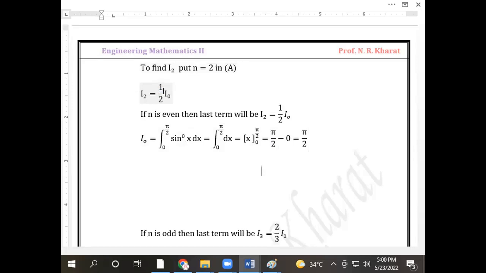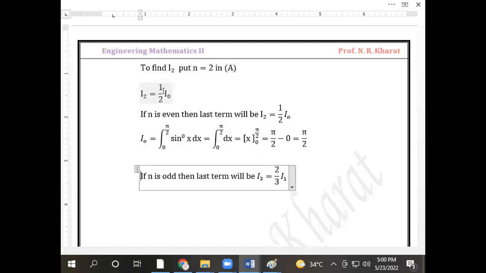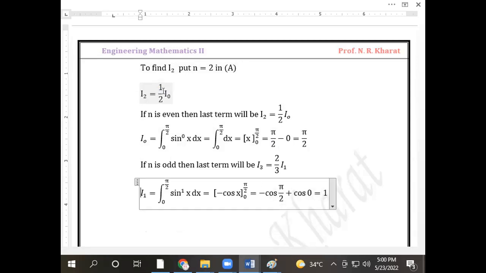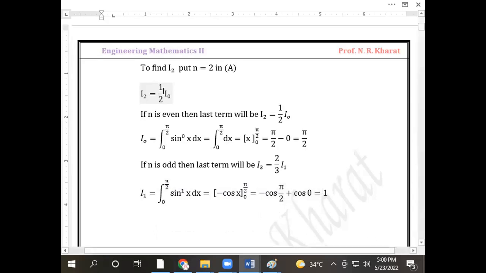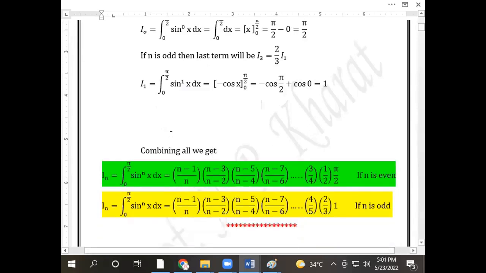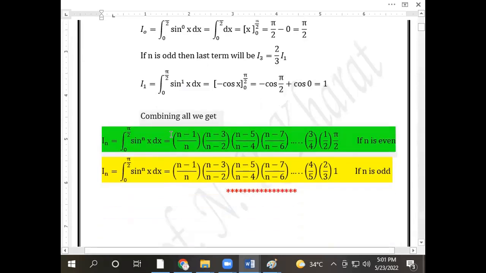When the value of n is odd, we get the last term as I1. To find I1, we replace the value n equal to 1 in this. And we know that the integration of sine is nothing but minus cos. Replacing the upper and lower limit, cos pi by 2 is 0 and cos 0 is 1. So we get the reduction formula for this by combining all the results.